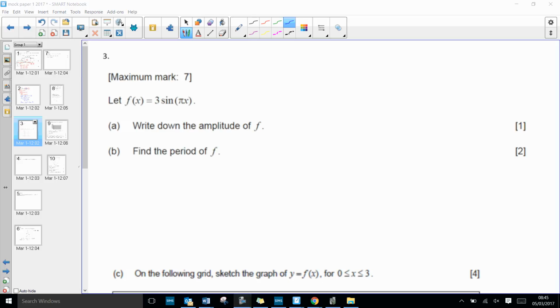Right, so we've got the amplitude of the function. The value in front of the function tells us the amplitude, so the amplitude is straightforward, 3.